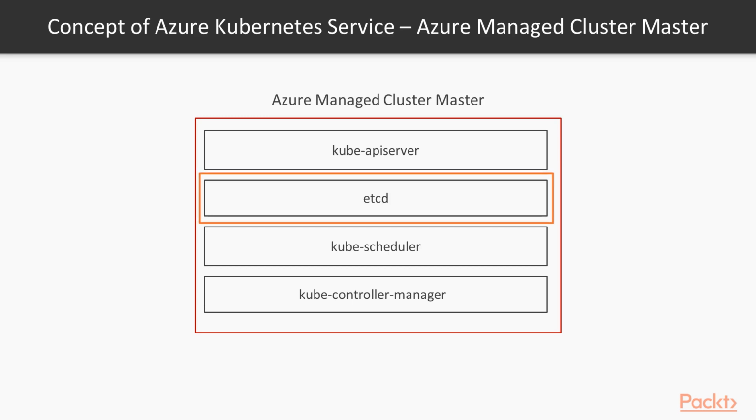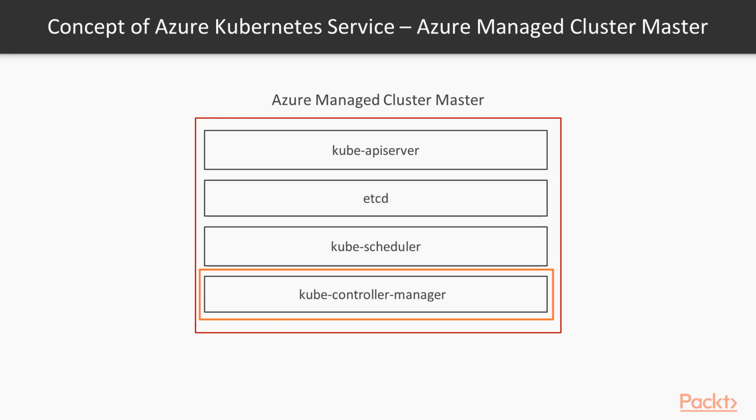etcd maintains the state of your Kubernetes cluster and configuration. It's a highly available key-value store within Kubernetes. Kube Scheduler. When you create or scale applications, the scheduler determines what nodes can run the workload and starts them, making this the main component of the cluster master for distributing workloads and communicating with the nodes.